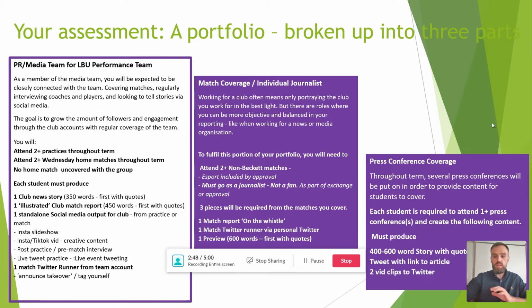The third part is you will have to go to at least 1 press conference throughout term. These will be scheduled throughout term and will be made in plenty of time for you to get to, but you will have to write a 400 to 600 word story. You have to tweet the link to the article, and you'll have to clip 2 video clips from the video recordings I put out and make sure that they get clipped to Twitter or Instagram.